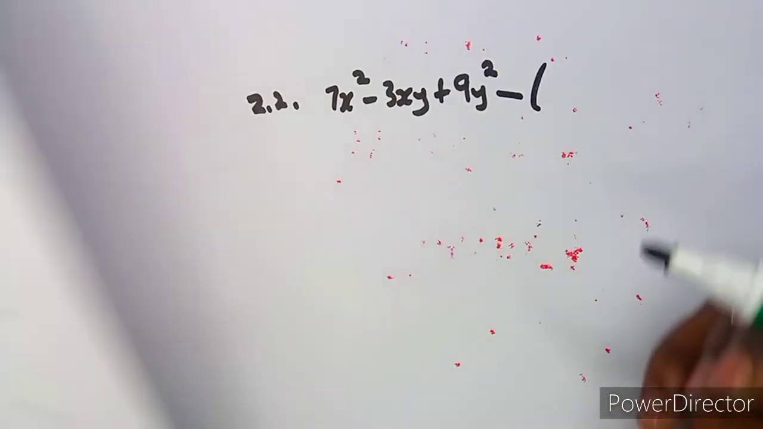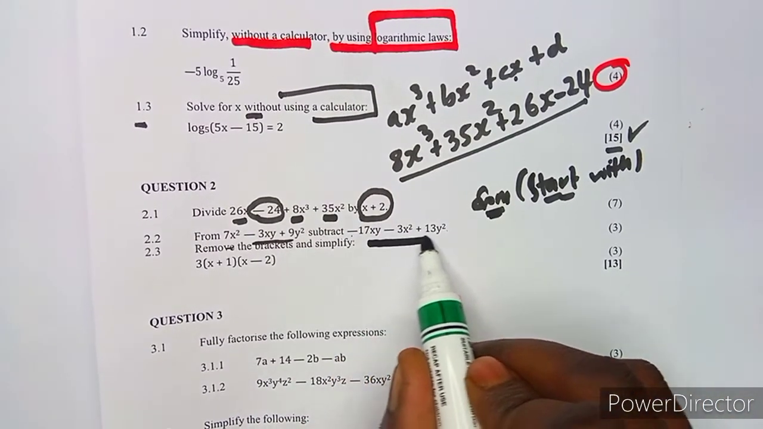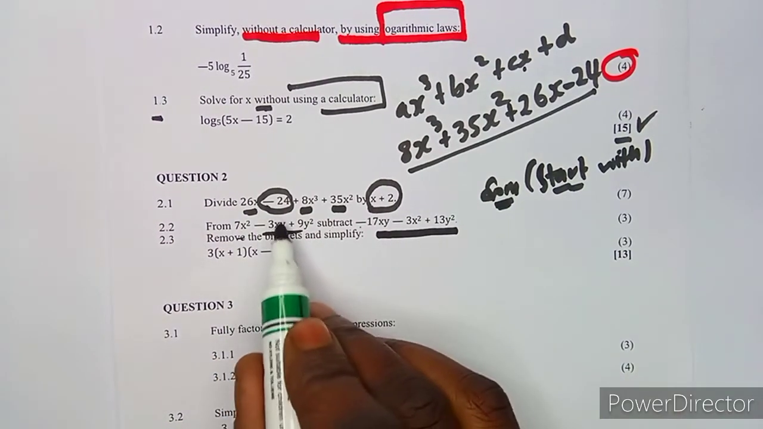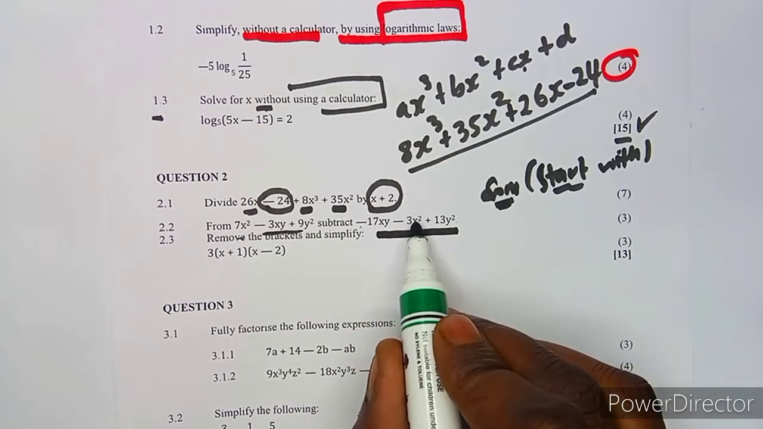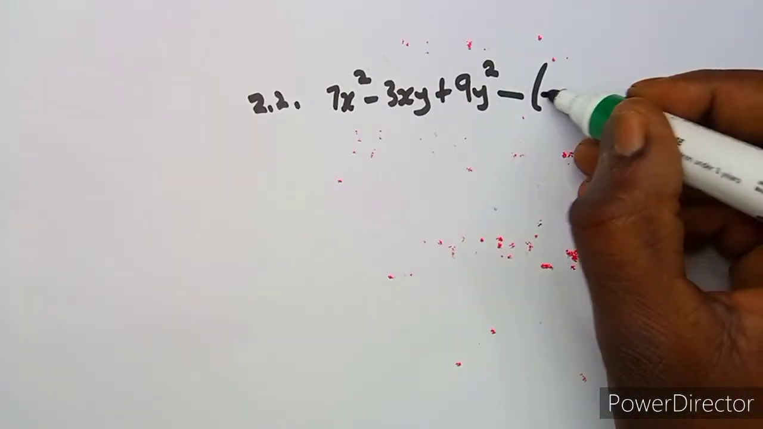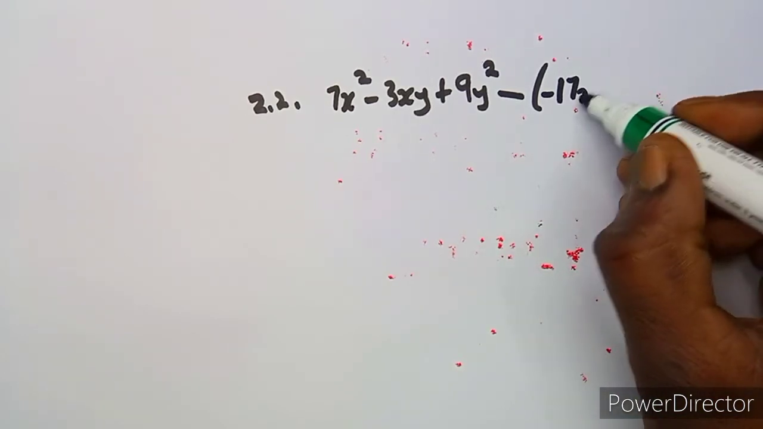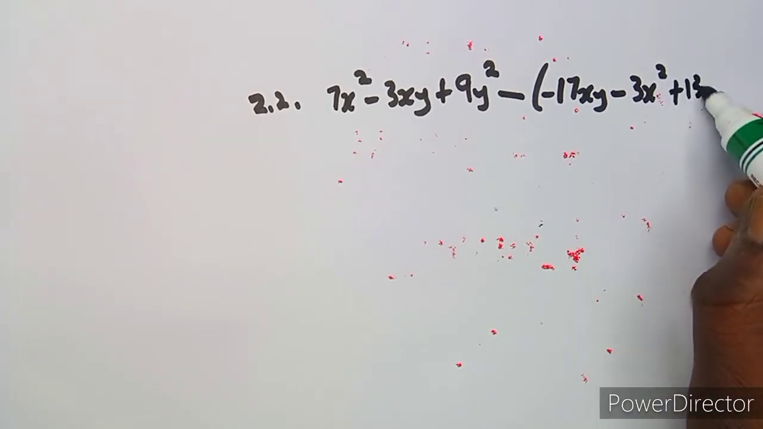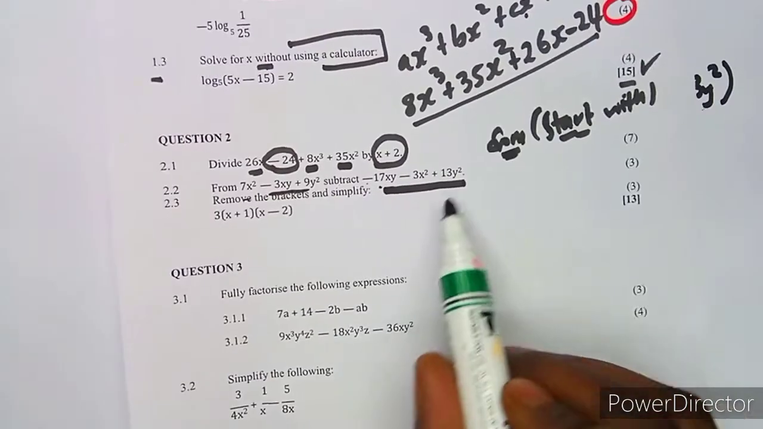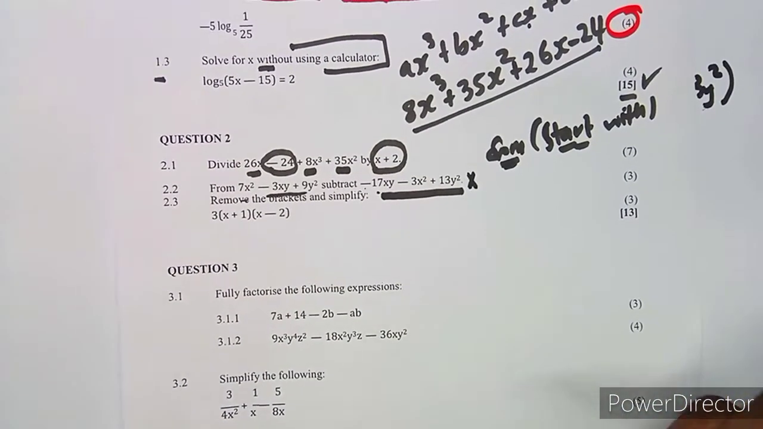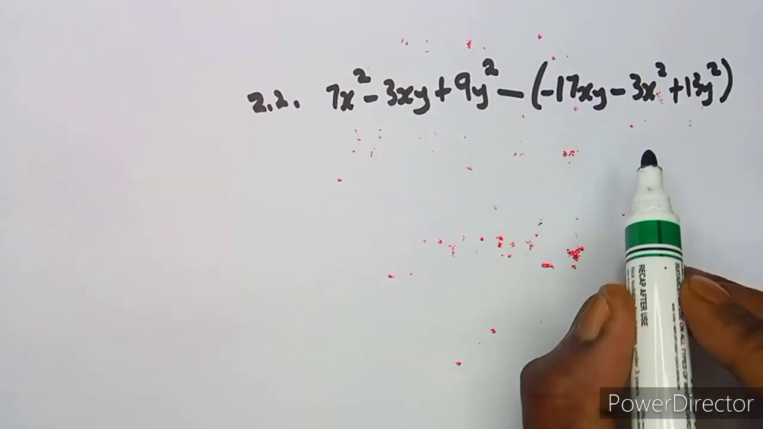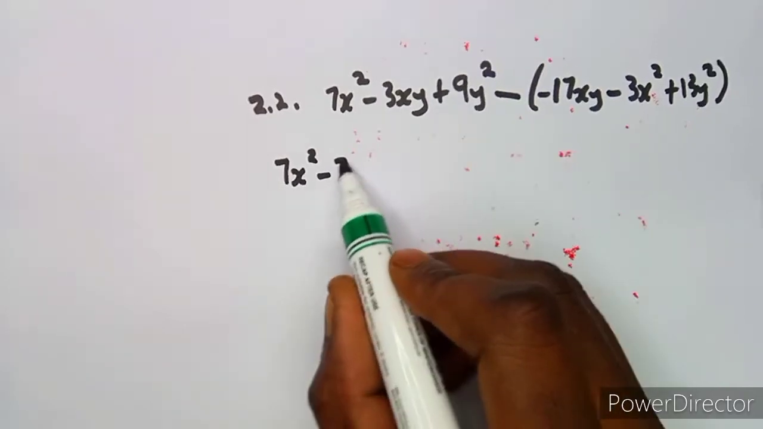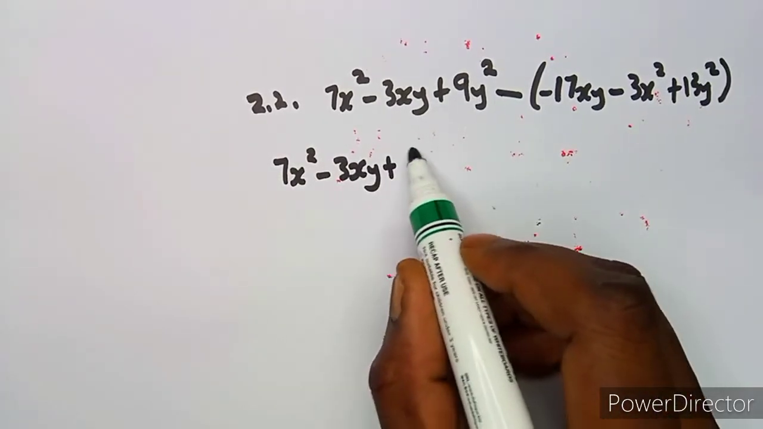From this, we are going to subtract. What are we subtracting? This expression here is the one that you're going to subtract. Take note, guys, from this expression here, we are going to subtract this. So it's going to be this as it is in a bracket, minus 17xy minus 3x squared plus 13y squared. So you just write that expression as it is. So that's the concept. As you can see, there's a minus, guys. This minus is going to affect everything. That's what a minus does.